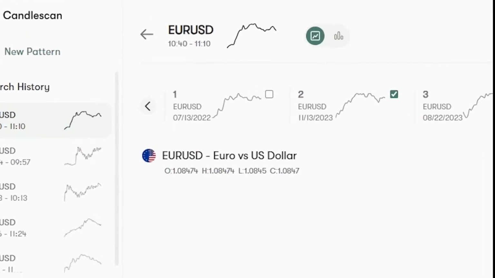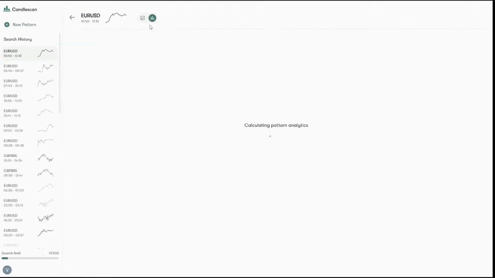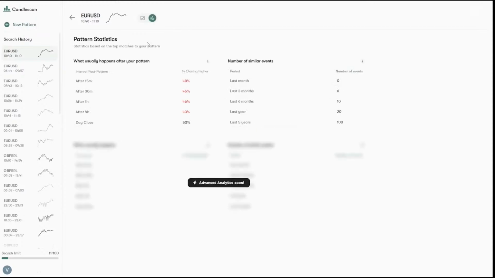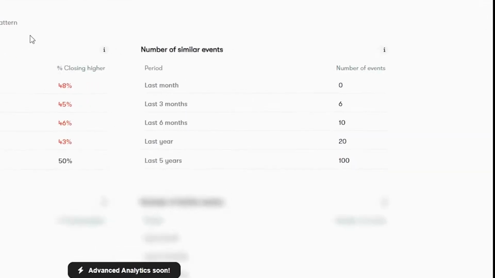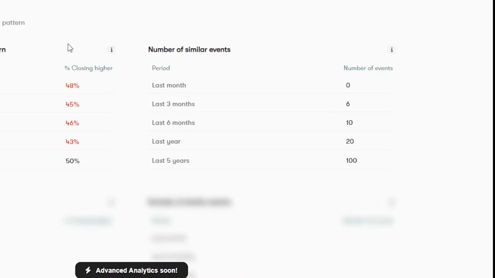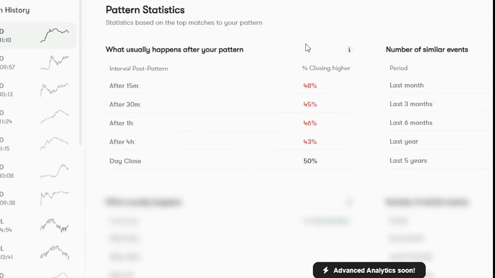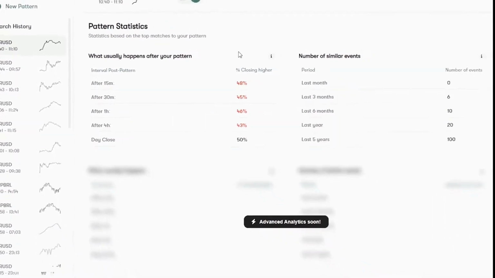We can now look at the analytics of them by clicking on Pattern Stats. We can see how many of these events were found in the previous month, in the last 3 months, last year, and so on. So you know how often this opportunity shows up, and if it is a new pattern in the markets or if it has been happening for years. You'll also see what usually happens after your pattern, which is our main goal here. How many of the patterns were closing higher after 15 minutes, 30 minutes, 1 hour, and so on. We'll see if it is a bullish or bearish pattern, or if it is a 50-50 type of trade, which in that case is probably not even worth trying.